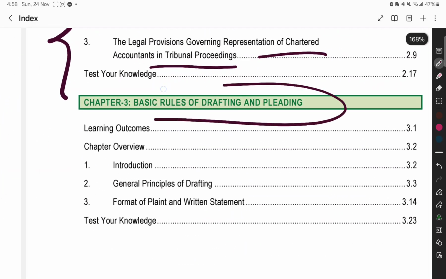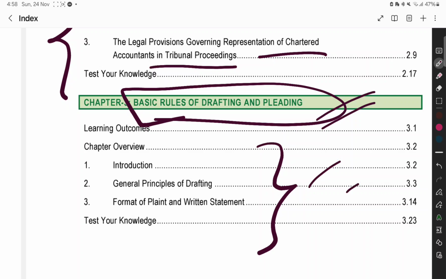Again, the basic rules: these are the basic rules for how we are drafting and pleading. The general basic rule is that to make your draft wonderful, make it brief, concise and precise, and up to the mark as per what has been asked and what you have answered. On the basis of that, we are going to discuss this.